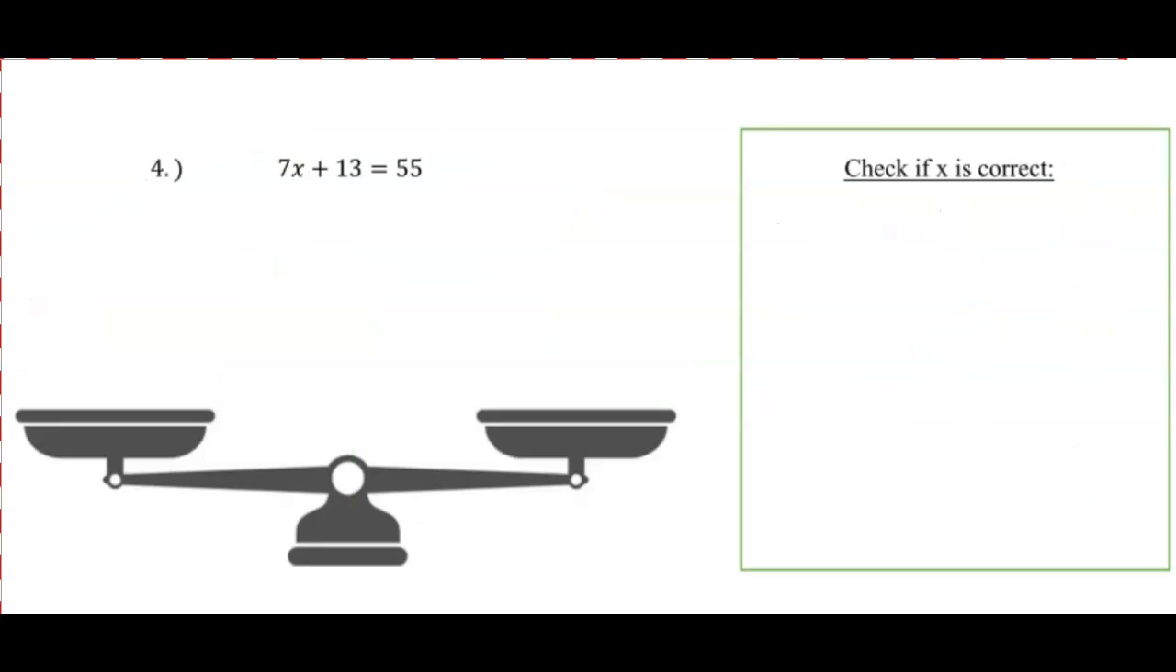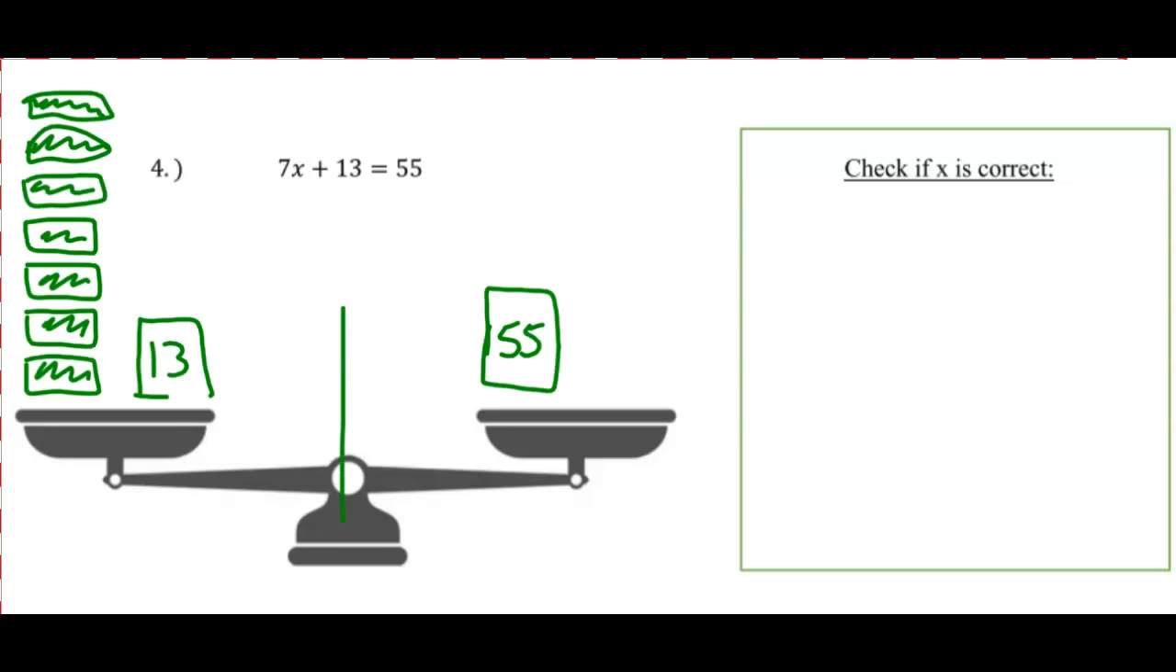I believe this is our last one. It's really huge numbers. So no, I'm not going to make you draw all of that. So here's how it looks. Oh, we have one more after this. So I drew 7 X's, I drew 13 blocks, and 55 blocks on the other side.